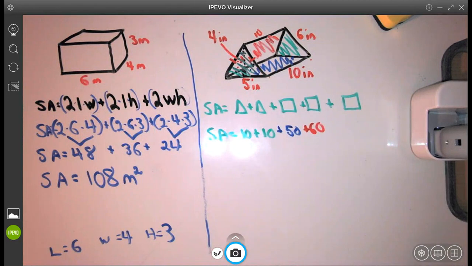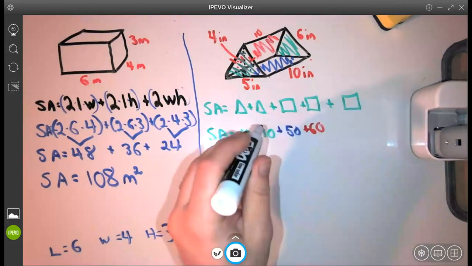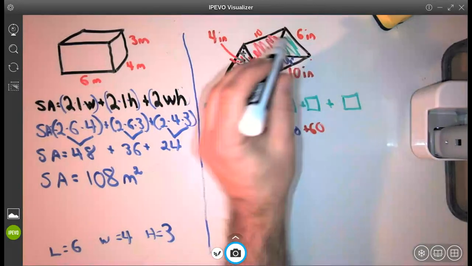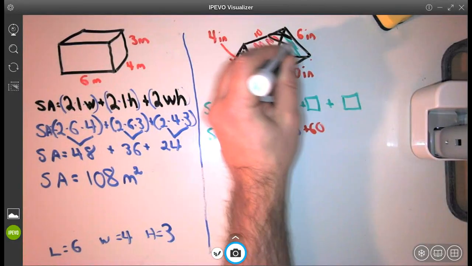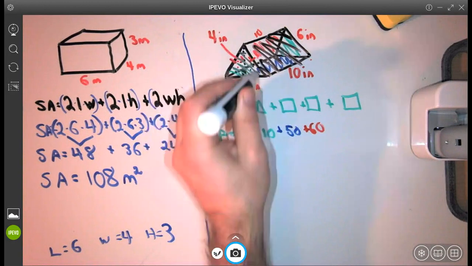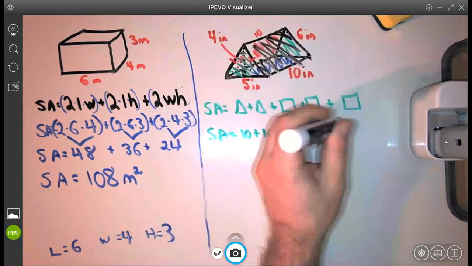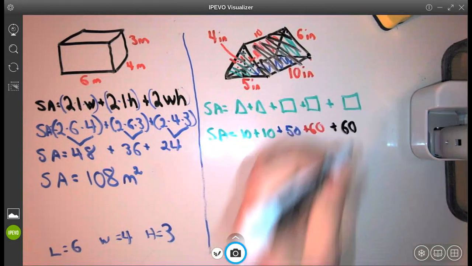So I still have one more rectangle to find. That's why I like doing the picture formula in the beginning, so I don't accidentally forget one of the rectangles. So next I'm going to find the area of this front one right here. Okay, so this is 10. So 10 times 6 is also going to be 60.